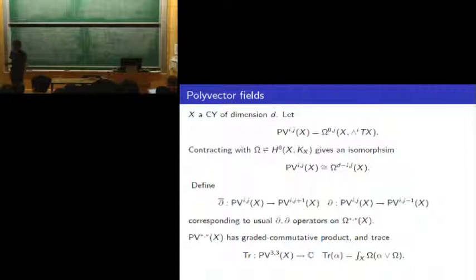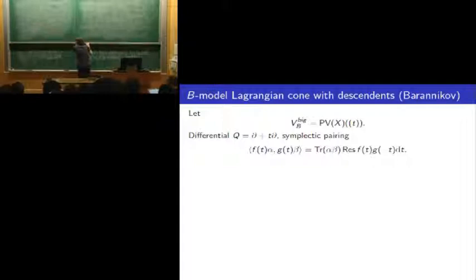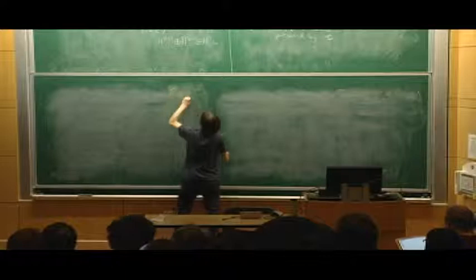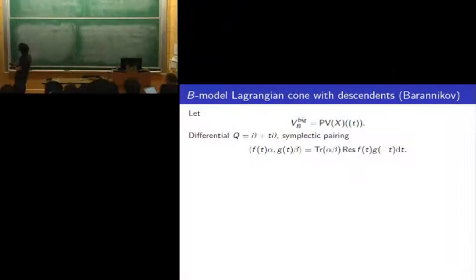OK, so what's the Lagrangian cone? Well, the symplectic vector space, I'll write this down for posterity, because I'm going to be referring to it throughout. The symplectic vector space is polyvector fields in X, adjoin some parameter, and it has a natural symplectic pairing. And for those in the know, the differential we give it is some kind of Tate differential, something which appeared in Anatoly's talk. I saw that.